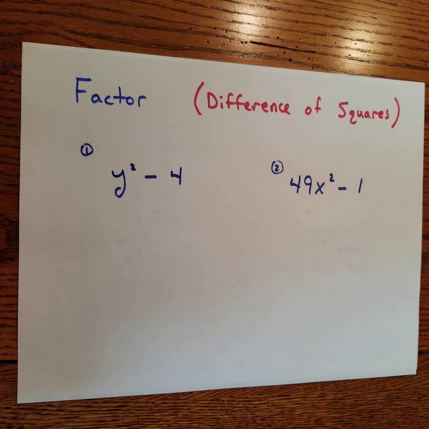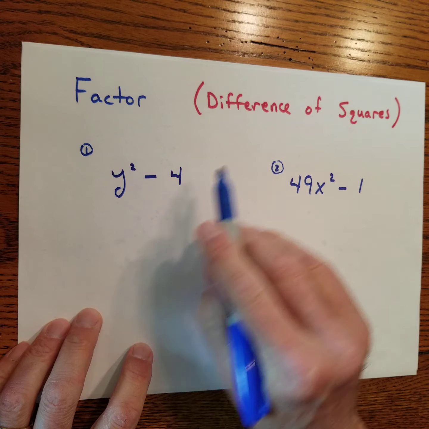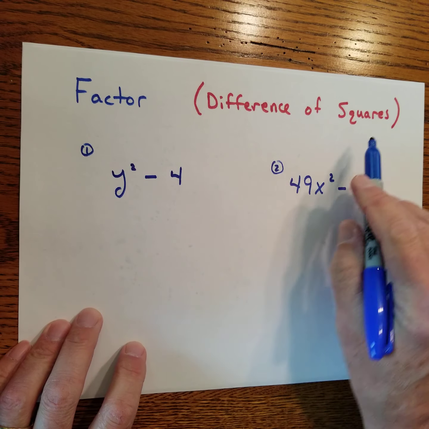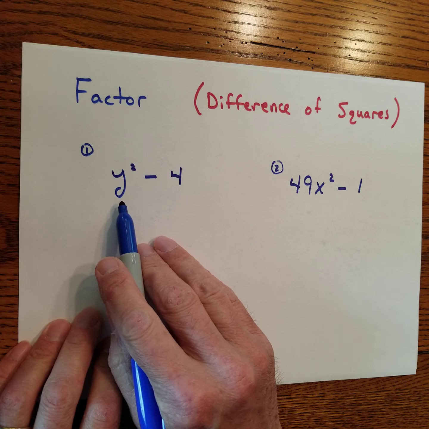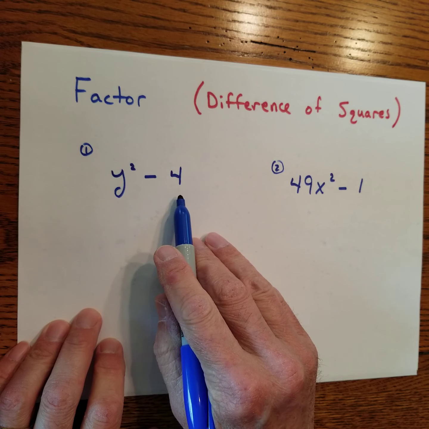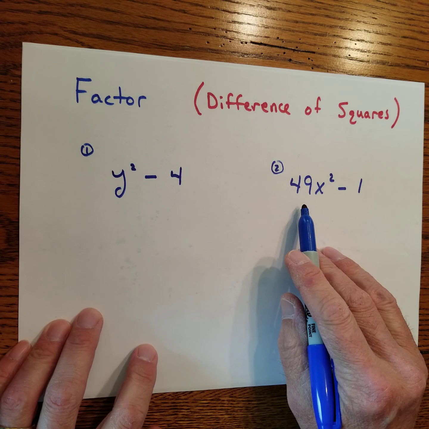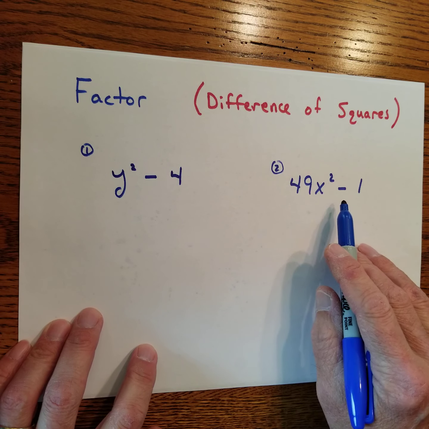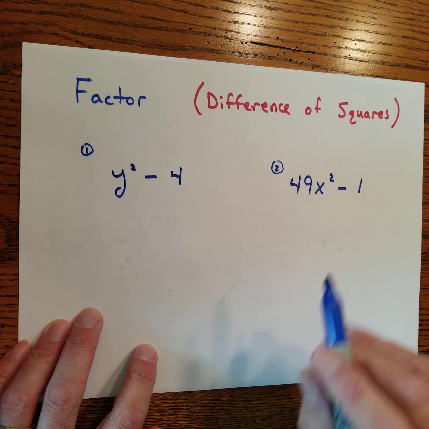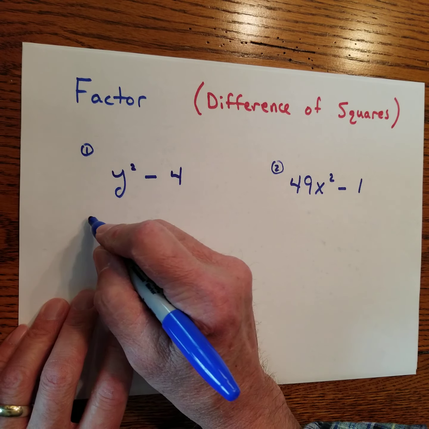These factoring problems are different. These are called factoring a difference of squares. The word difference means subtract. Squares, well, there's y squared. There's 2 squared. That's a difference of squares. Here's 7 squared, x squared, minus 1 squared. That's also a difference of squares.